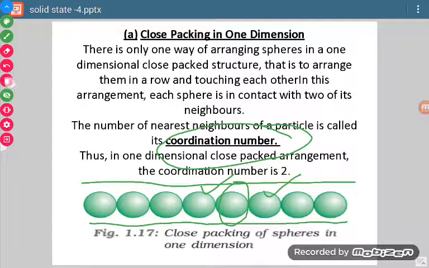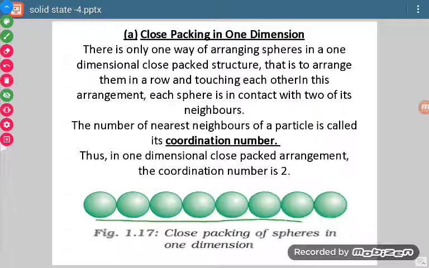So in one dimension it is just a row of atoms. In this arrangement you can say it is a row of atoms. So it is in one dimension and the coordination number is 2 only for this.